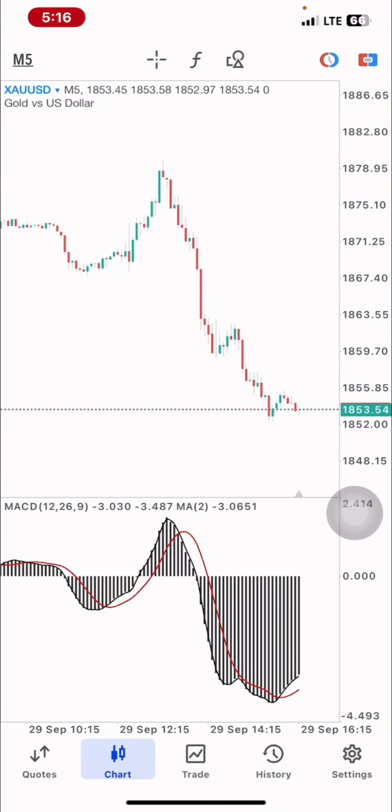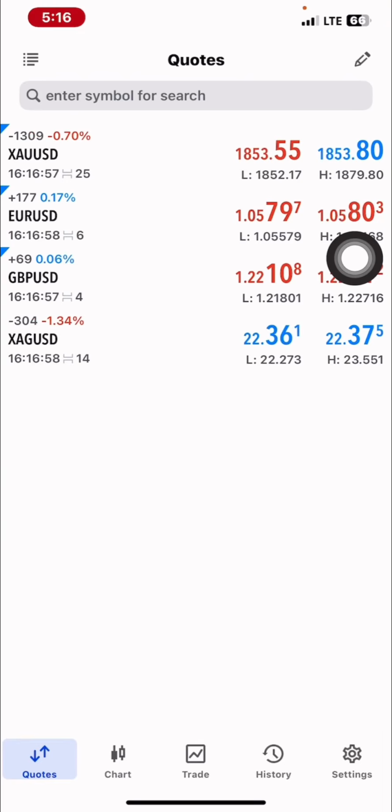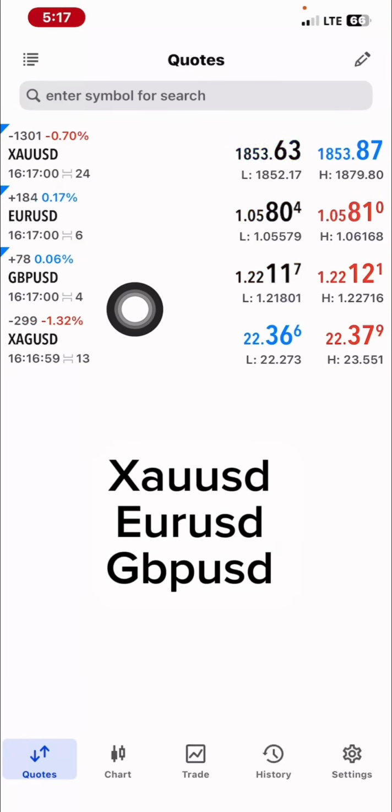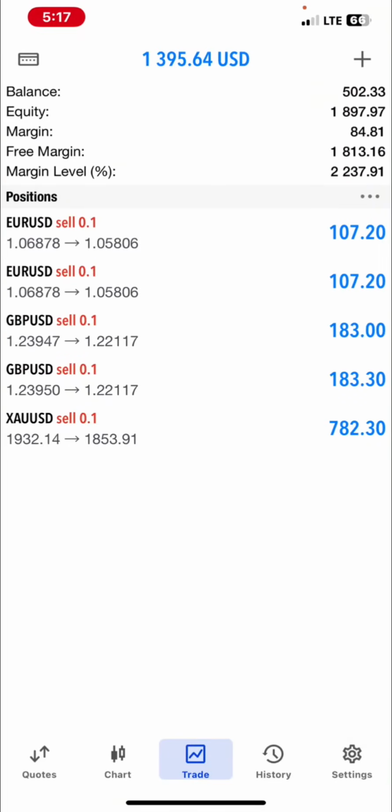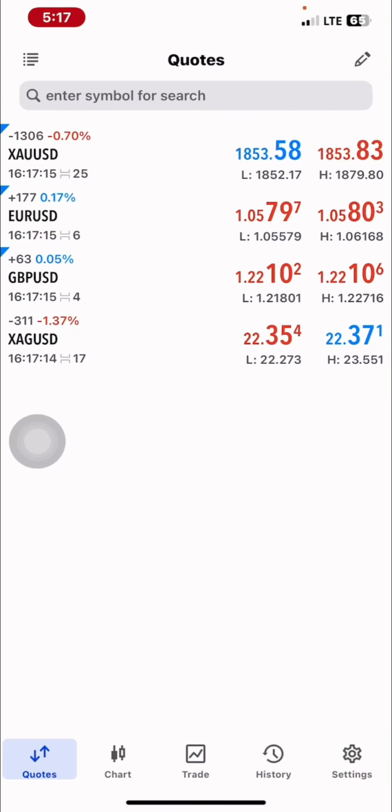In today's video I'm going to be sharing with you a very powerful gold strategy that you can use to trade gold. Now this strategy I'm also using to trade EURUSD and GBPUSD. This is a live trading account. As you can see, the account is in profit. So this strategy is going to help you trade the financial market profitably.